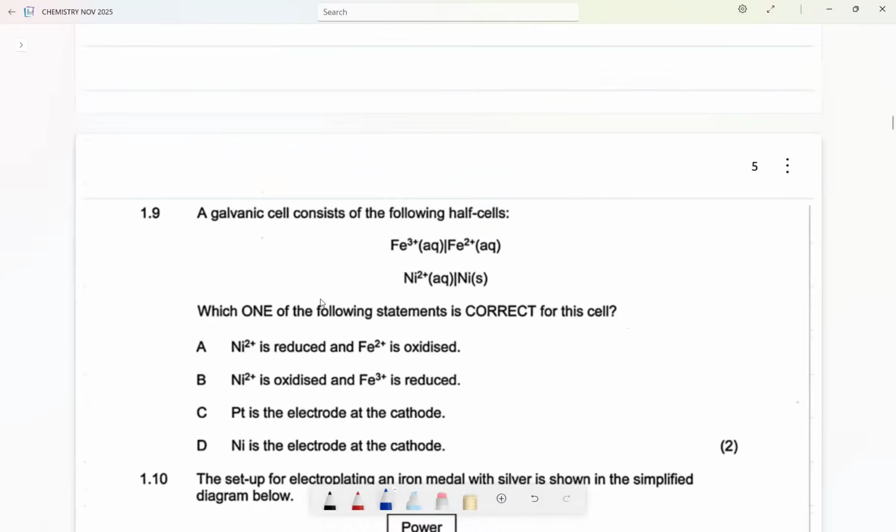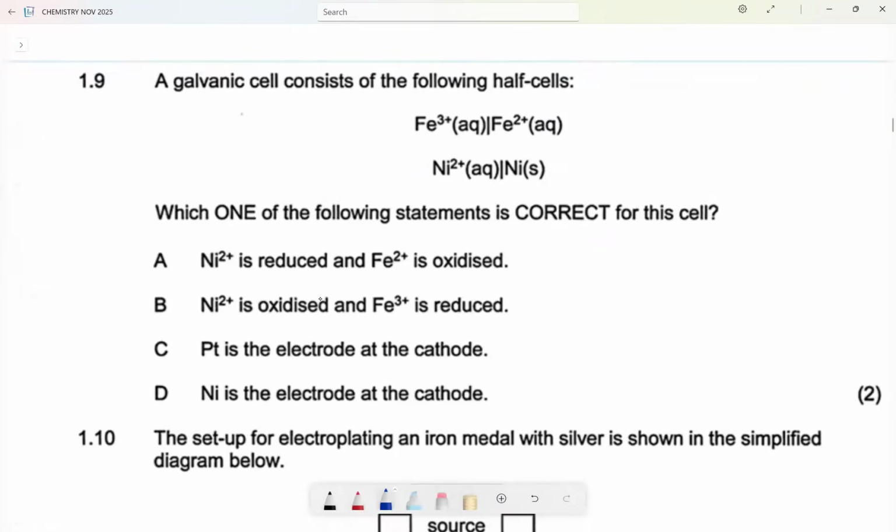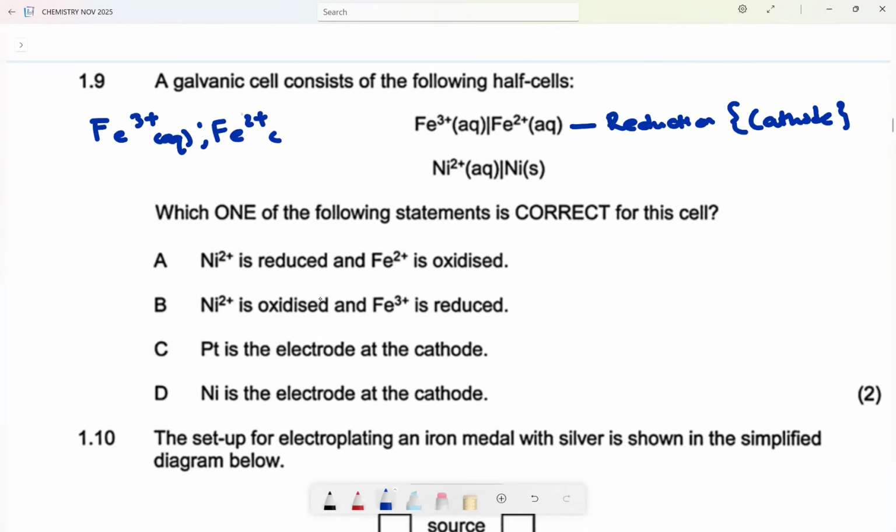Alrighty. Let's move on to 1.9. A galvanic cell consists of the following half cells. So this is a cell notation. This one moves from Fe3+ to Fe2+. So from Fe3+ to Fe2+, the oxidation number decreased from 3+ to 2+. This is reduction. It means this is a cathode. By the way, this is written in a bad way because it's supposed to be Fe3+ in aqueous to Fe2+ also in aqueous.